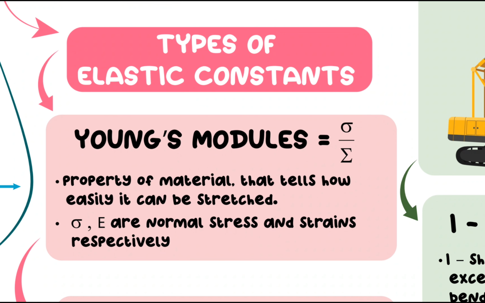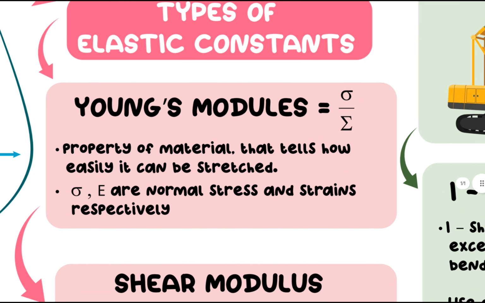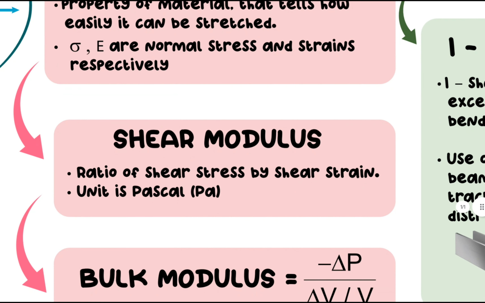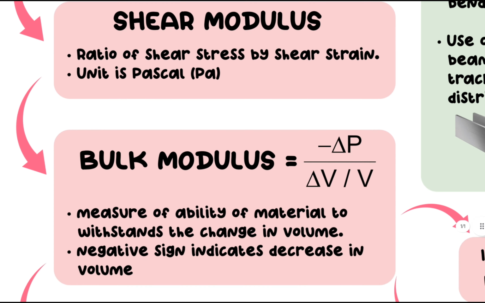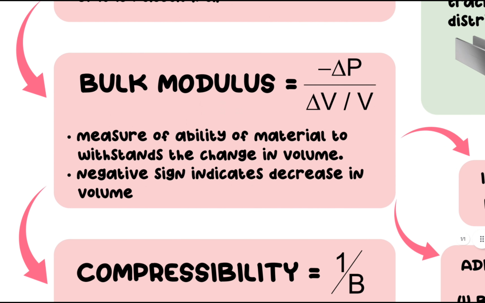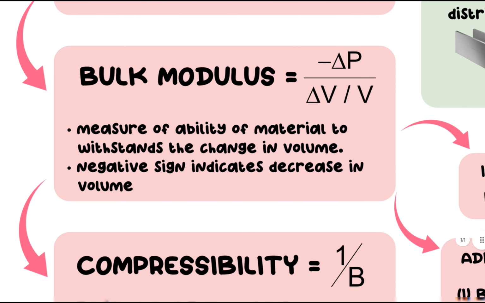Young's modulus is the property of a material that tells how easily it can be stretched. Sigma and E are normal stress and strain respectively. Shear modulus: ratio of shear stress to shear strain. Unit is Pascal. Bulk modulus is minus delta P divided by delta V by V. It is a measure of the ability of a material to withstand the change in volume. Negative sign indicates the decrease in volume.